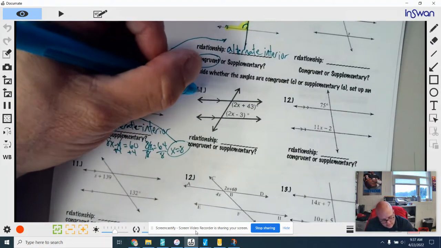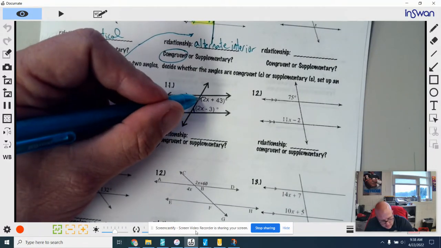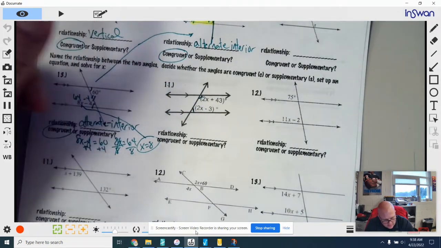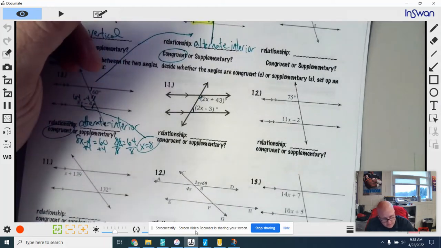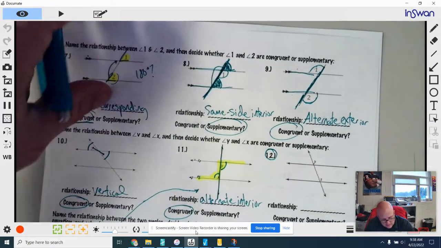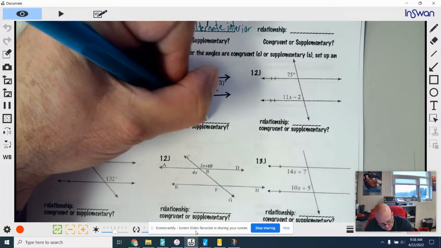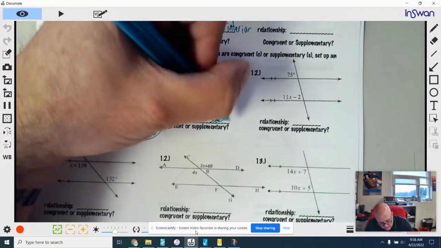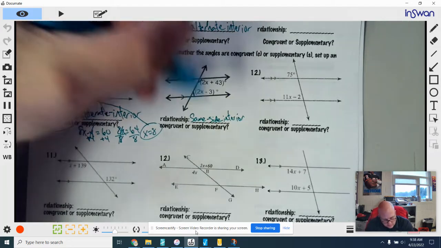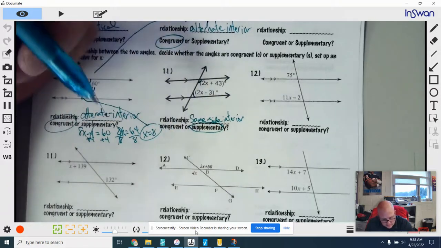Okay, let's go on to number 11. So number 11, we look at these two angles. I got this one here. I got this one up here. And I'm kind of thinking back to what one matched up here. And it matches up with number 8 all the way up at the top. So if you look at that one, they're on the same side of the transversal, and they're also on the interior. So we say same side interior. And we know that same side interior, they were supplementary, which means this angle plus this angle has to add up to 180 degrees.